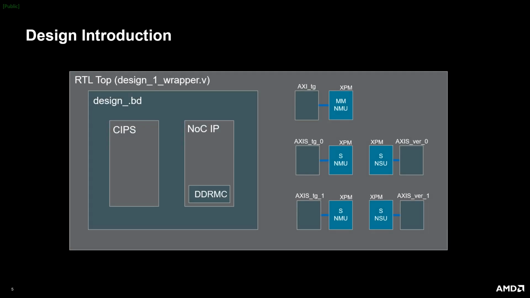Step 1 of implementing the modular NoC is to insert the XPM NMUs and NSUs into the RTL and connect them to the appropriate AXI masters and slaves. I'll use the XPM instantiation template in Vivado to insert the XPMs into the RTL. I'll then connect the XPMs to the AXI masters and slaves in the RTL. Now that you have an idea of how the design looks, let me show you the design in Vivado and add the XPMs to the RTL.